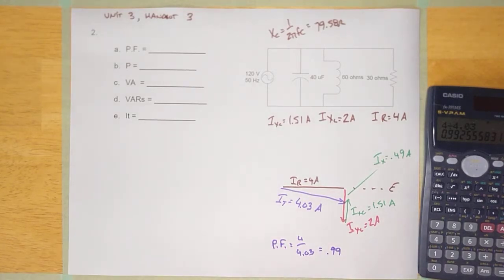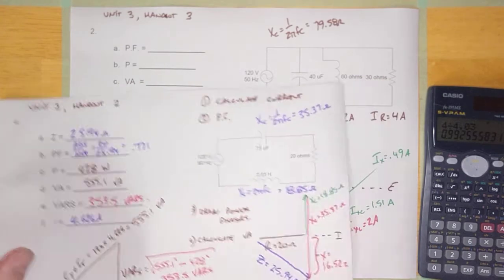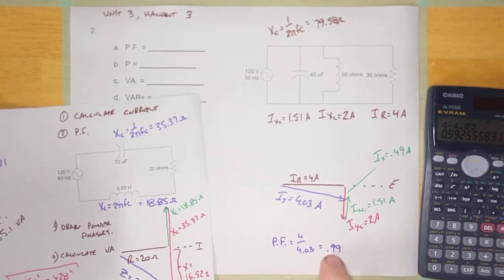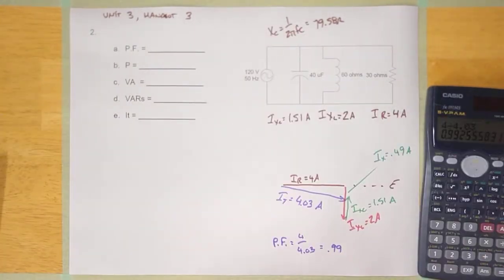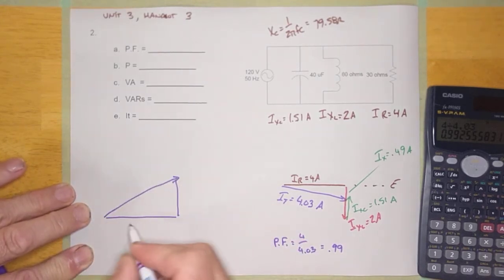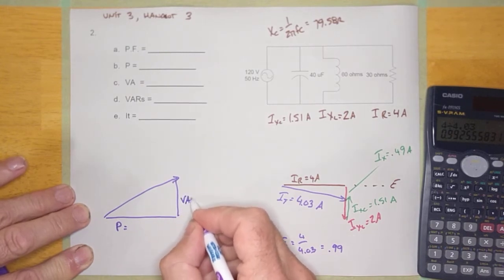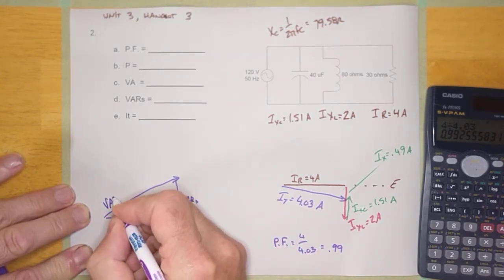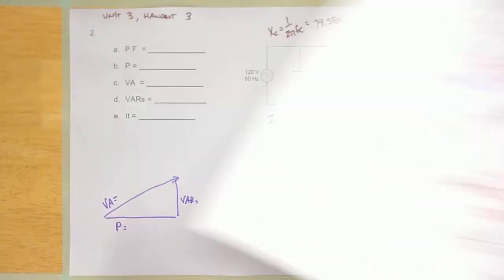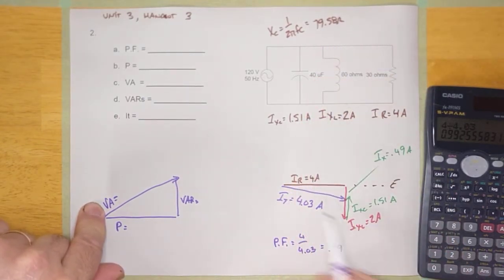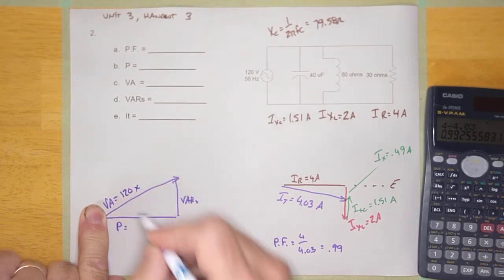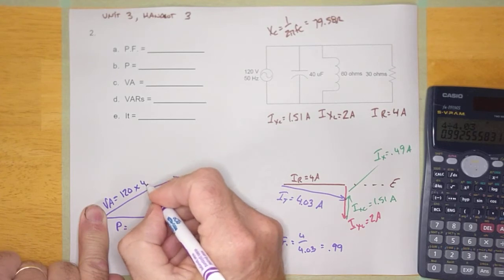Now, step 3. Look, step 1, calculate the current, did that. Step 2, calculate the power factor, did that. Step 3, draw power phasors. I know my power phasor diagram is going to look something like this: P is going to be here, VARs here, VA here. Step 4, calculate the VA. That's why I took the time to calculate the current, because the VA is going to be 120, E total, times I total, 4.03.